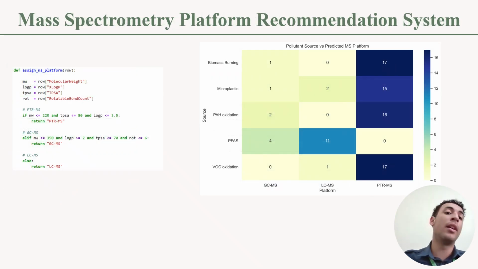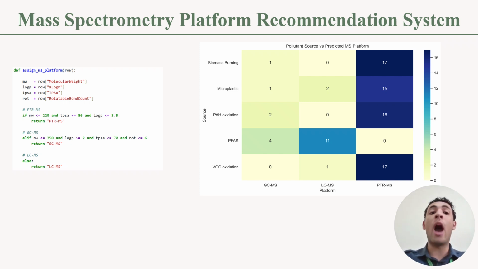To recommend the analytical instruments, I created a rule-based function using molecular descriptors. Lower molecular weight and moderately polar compounds were assigned to PTR-MS. And here it's good to note that PTR-MS is a soft ionization, so the pollutant won't fragment while being detected. Moderate-size hydrophobic compounds and highly volatile compounds were assigned to GC-MS. Larger or more polar compounds were assigned to LC-MS.